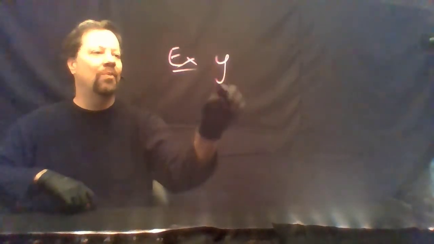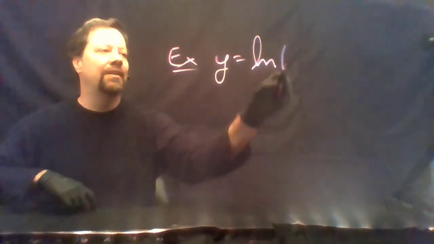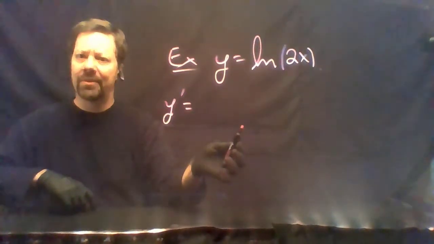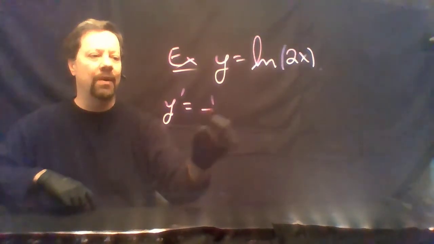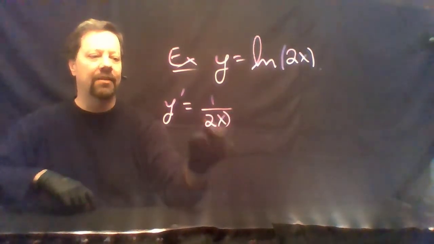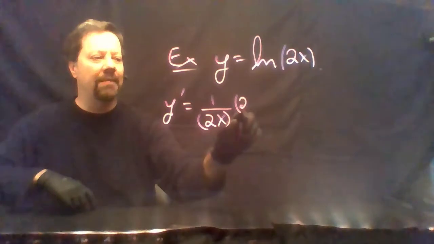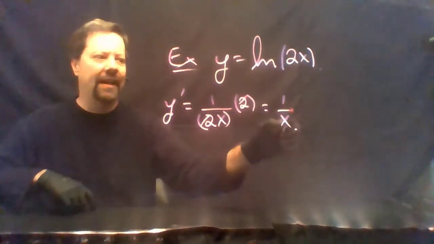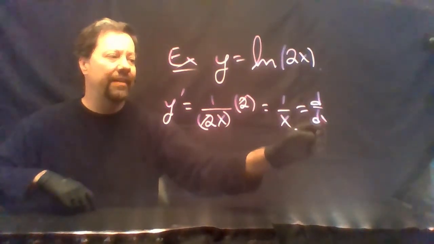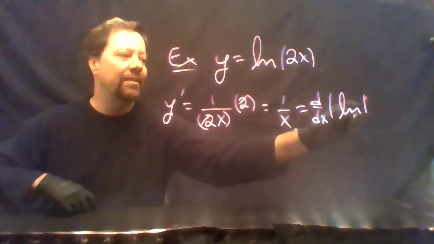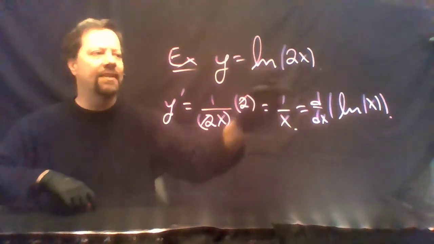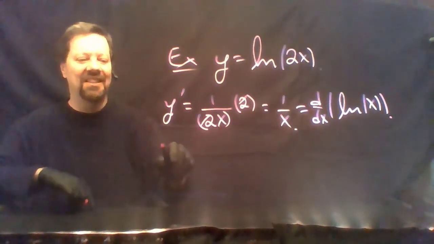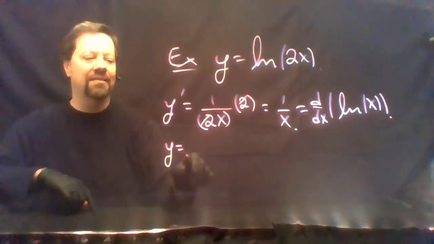Suppose I have y equals the natural log of 2x. The chain rule says the derivative of log is 1 over. Leave the inside alone. But then you have to multiply by the derivative of the inside. And that leaves you with 1 over x. That's the derivative of the natural log without the 2. Why does this function have the same derivative as the other? The answer comes from properties of logs.